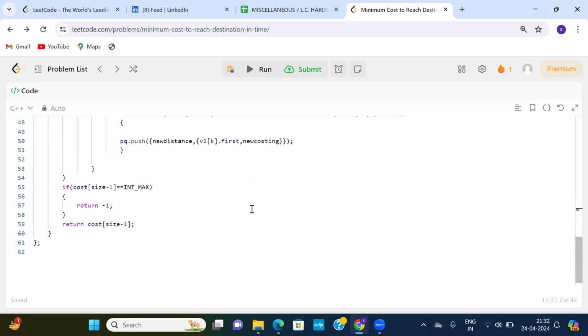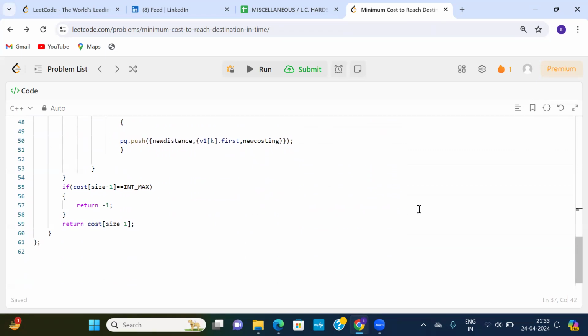Once this loop gets completed, if my destination city cost is int max, which I have initialized initially, it means I cannot reach my destination city in the constraint provided to me. So I'm directly going to return -1. Otherwise, I am going to return the cost of my destination city, which is my answer.